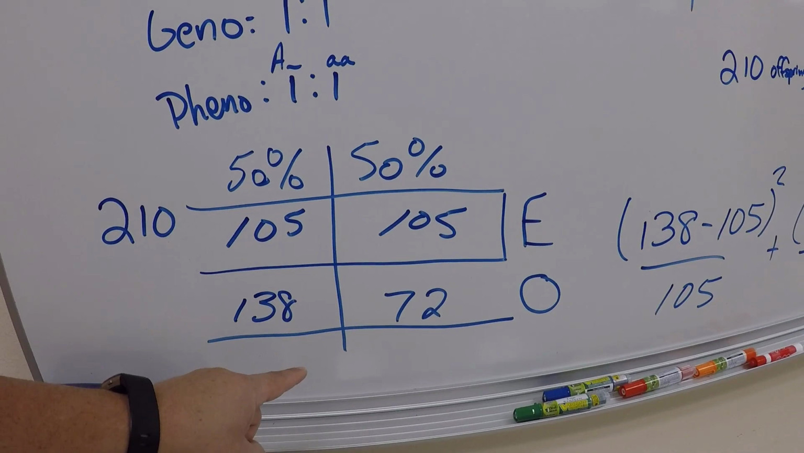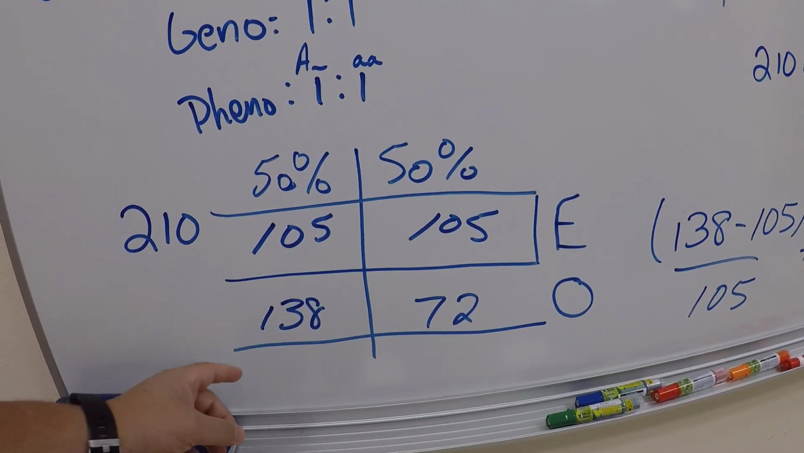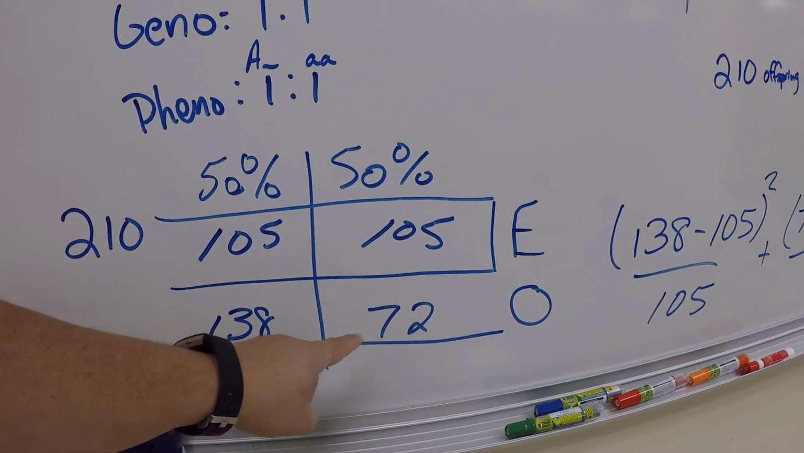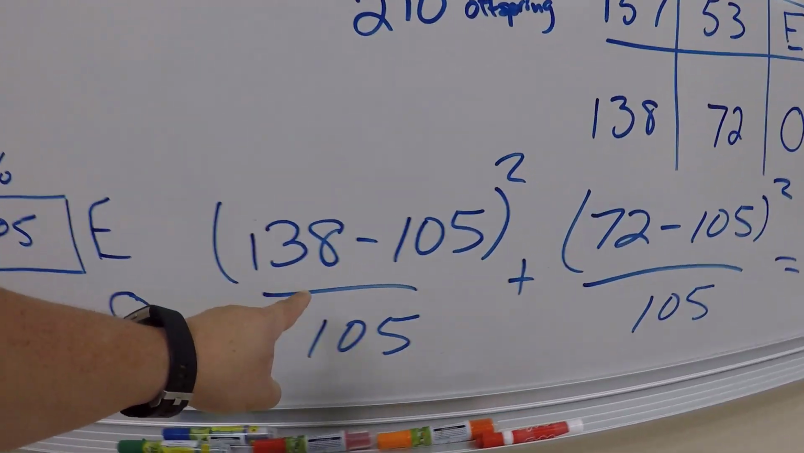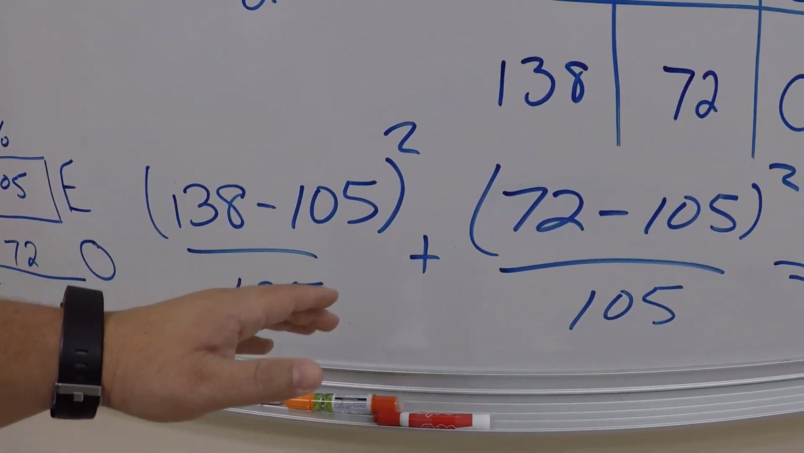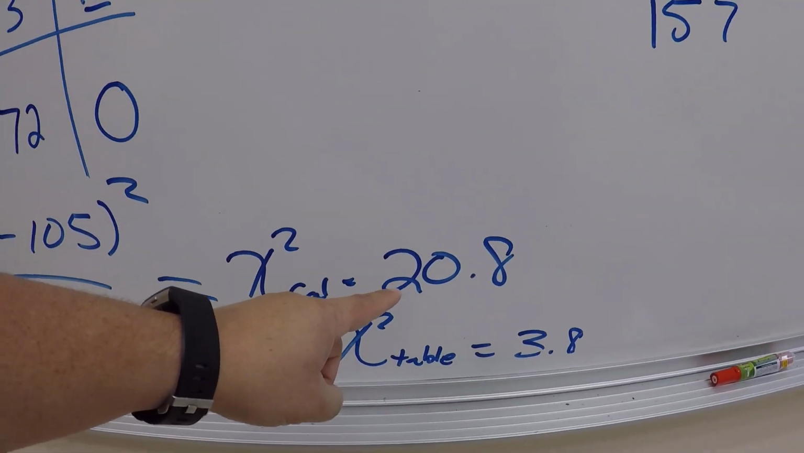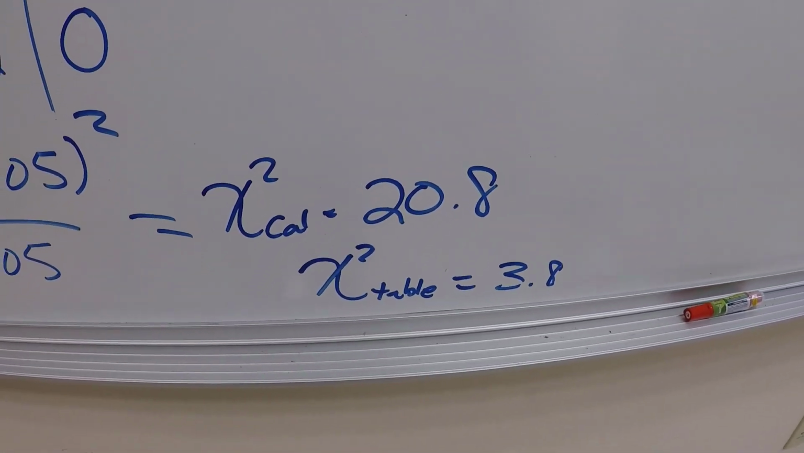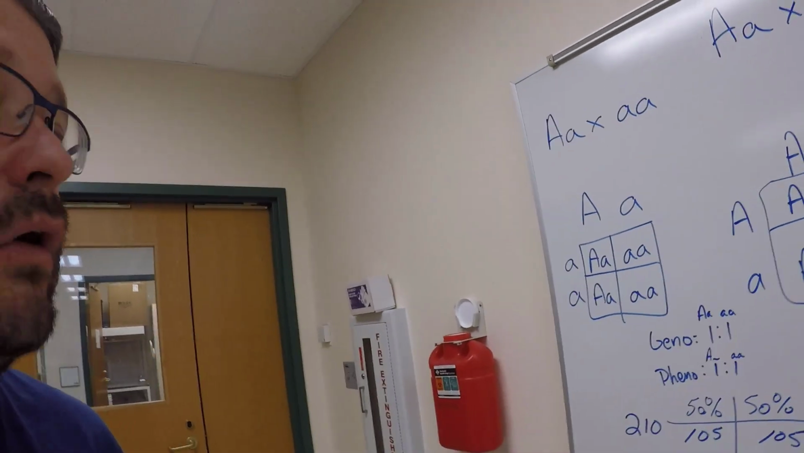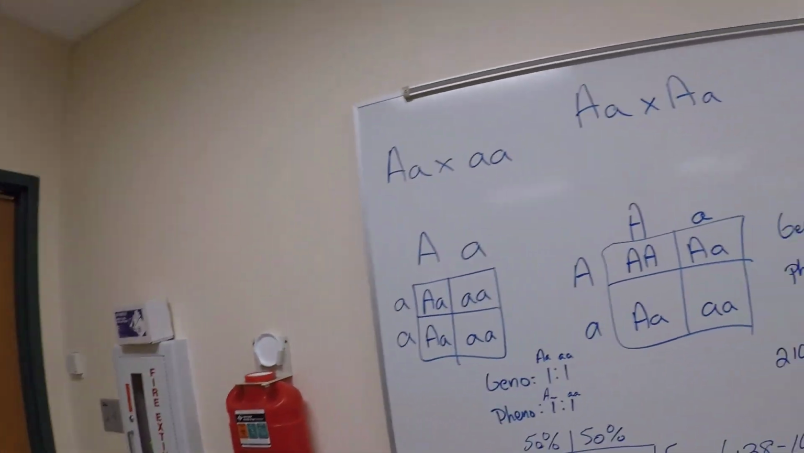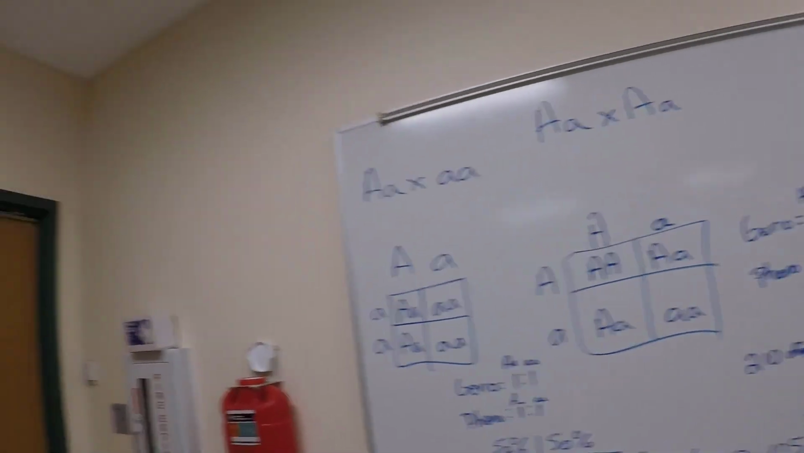Our observed is the same, because we only have to count the ear one time. We got 138 to 72. We do the math, the observed minus the expected, squared, divided by the expected. Our calculated is 20.8. Our table is the same. And again, we are incorrect. It is not a cross between a heterozygote and a homozygote recessive individual. This is the way that we can test predictions.